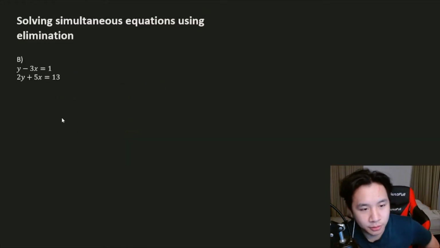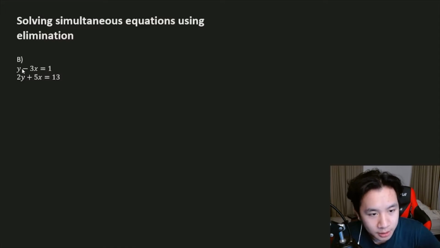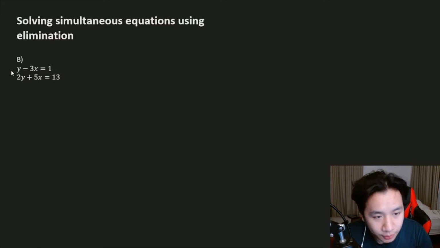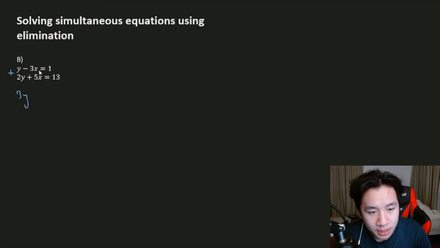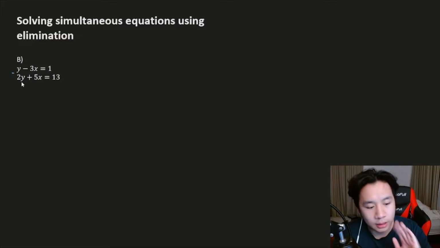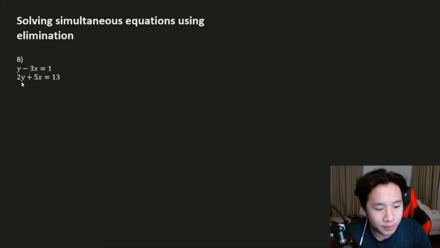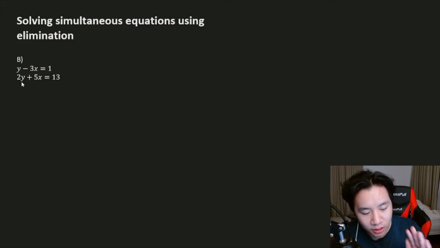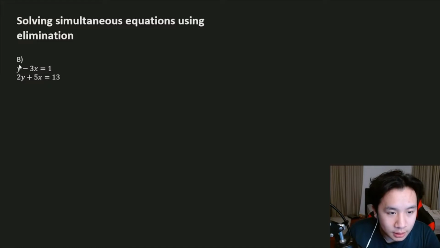Now this one's a bit different, because you notice that if you add these two, none of the variables get canceled out. If I add these two, for example, y plus 2y, that's 3y, and minus 3x plus 5x gives you plus 2x. So they don't cancel out. Even if you subtract them as well, same thing, nothing's going to cancel out. And so what you have to do is force one of the variables to cancel out. So what I mean by that is, you see this first one? I'm going to label this as 1, 2.